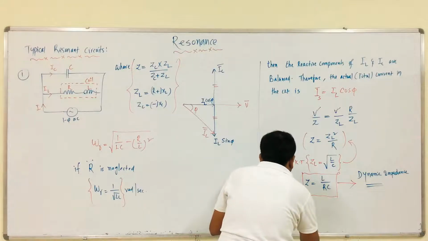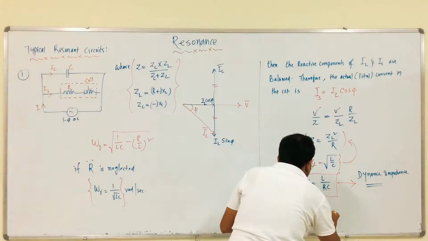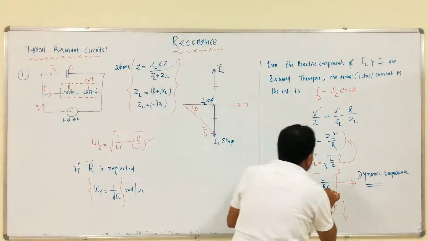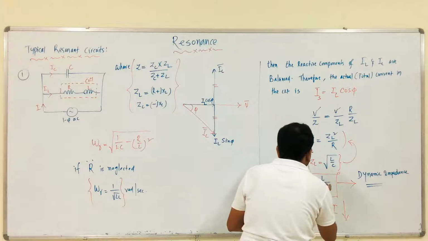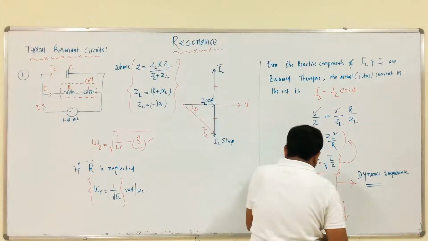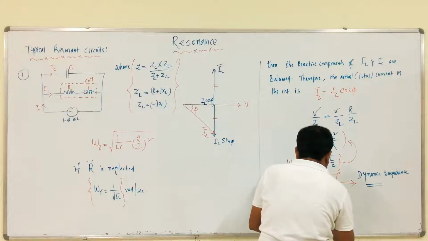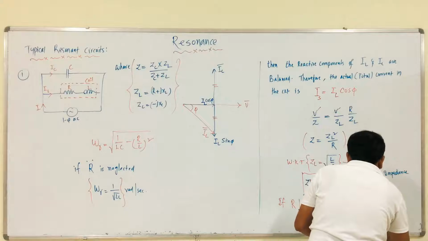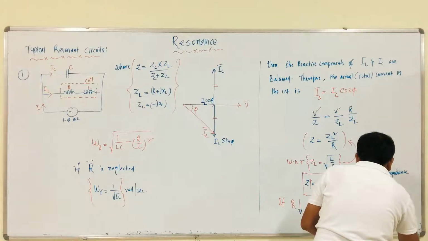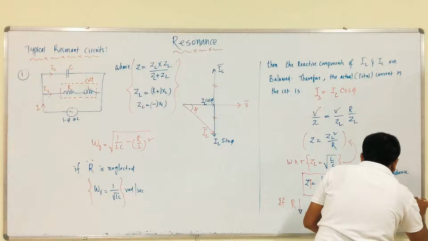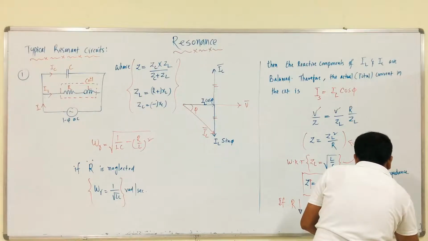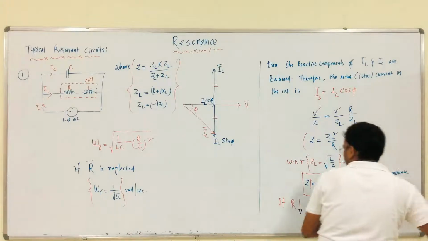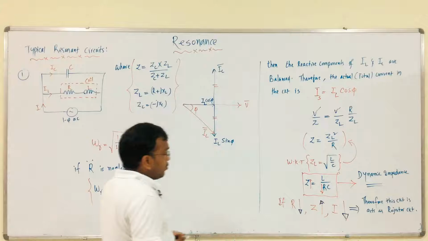If R is less, impedance is more, then current is what? Less. If R is less, impedance is more. What about current? It is less, right? Therefore, this circuit acts as a rejector circuit. Then what about power factor?